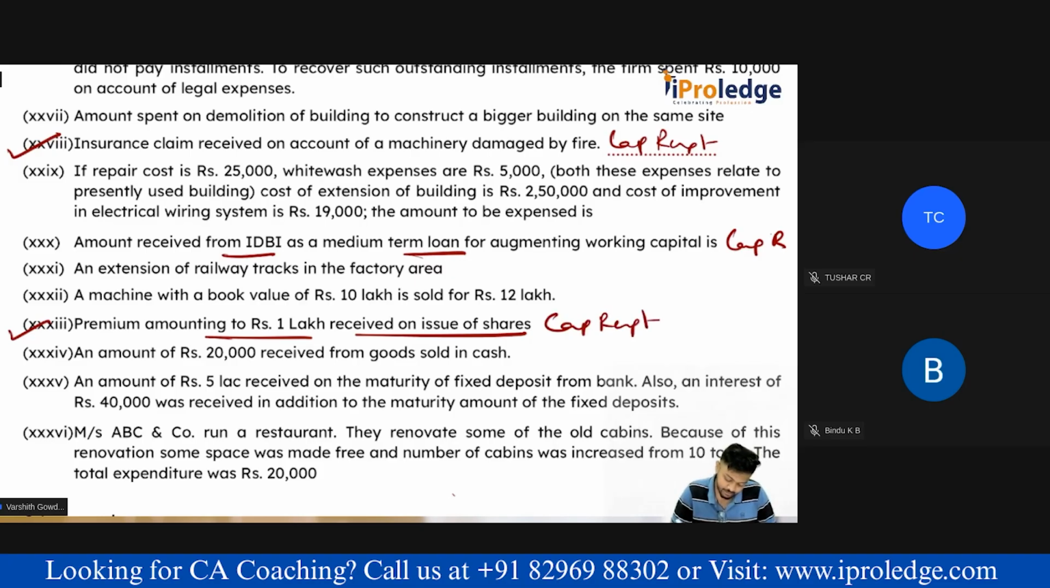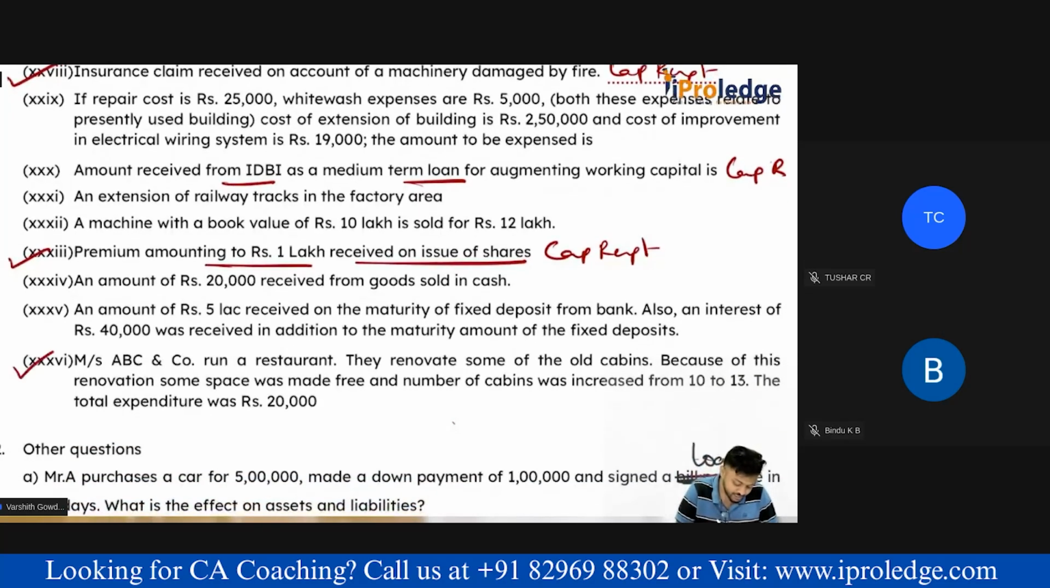Then this one we read. Okay, this is like this with respect to expense. Messrs ABC and Co run a restaurant. They renovate some of the old cabins. Because of this renovation, some space was made free and the number of cabins became 10 to 30. Total expenditure 20,000. Well, increase in the capacity of earning. So it's a capex.